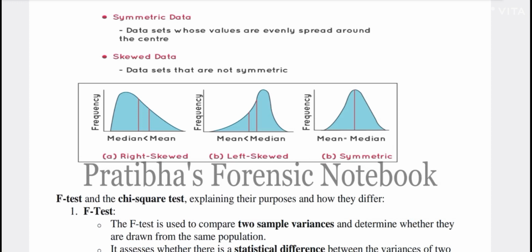For example, you can see the last image here, so that is symmetric data, so data sets whose values are evenly spread around the center. Then comes the second point, skewed data. Skewed data is just the opposite of symmetric data, so data sets that are not symmetric. Skewed data can be of two types, right skewed data and left skewed data. Where the mean value is much more than the median, that is called right skewed data, and the opposite case is left skewed data.